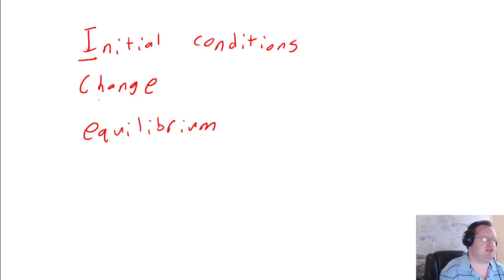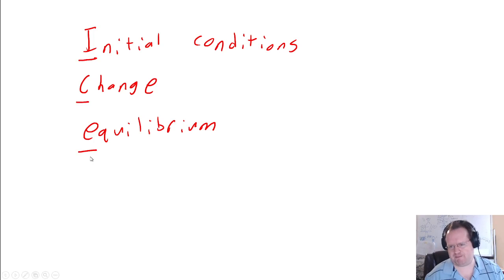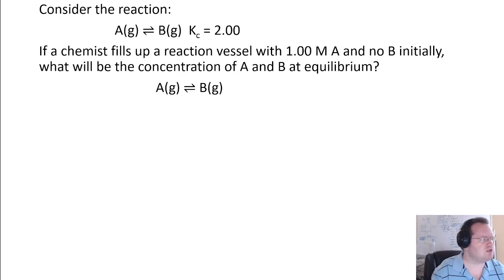So we start with our initial conditions, we look at how much change should occur, and we look at what it'll be at equilibrium. The easiest way to do this is to actually do an example problem rather than just try to talk through it in words. So let's start with an example. I have 3 total we're going to look at. So we'll start with this problem.